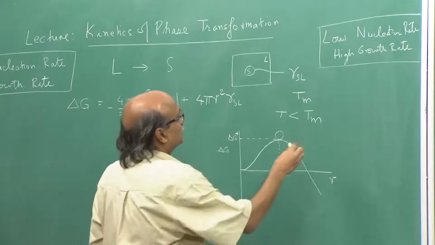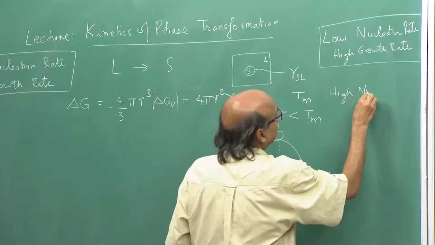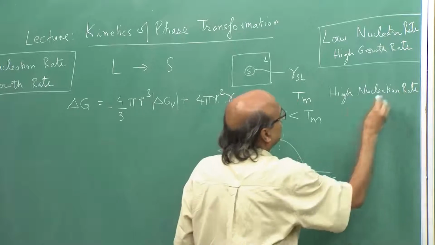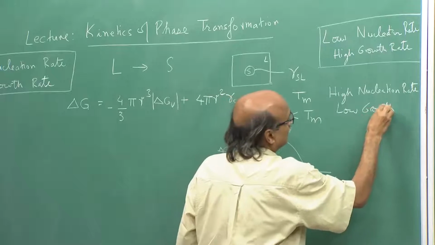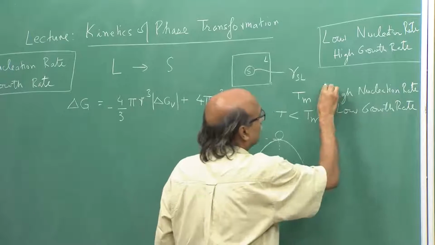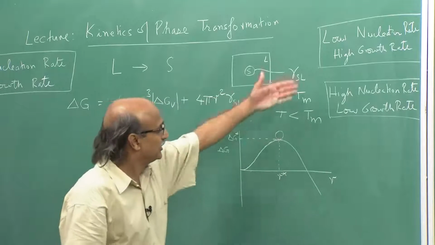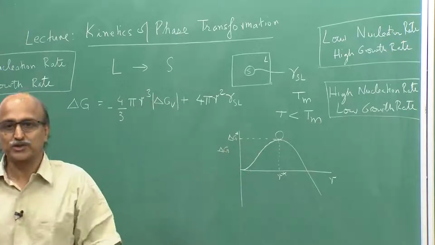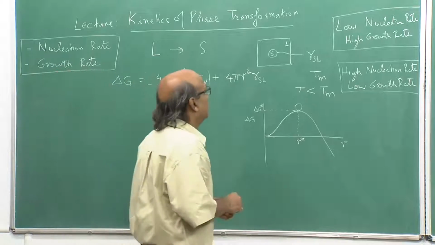Another kind of situation could be you can have a high nucleation rate and a low growth rate. And of course, you can have a whole range of situations in between these two conditions. You can have intermediate nucleation rate, intermediate growth rate, etc.